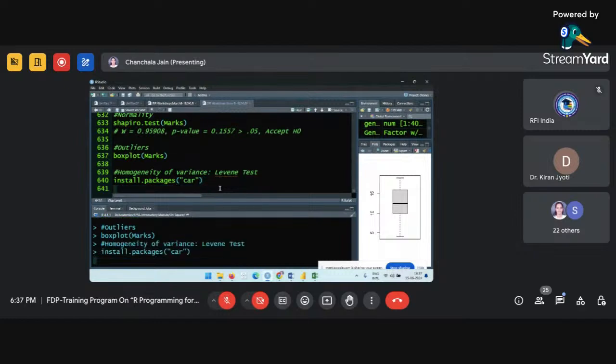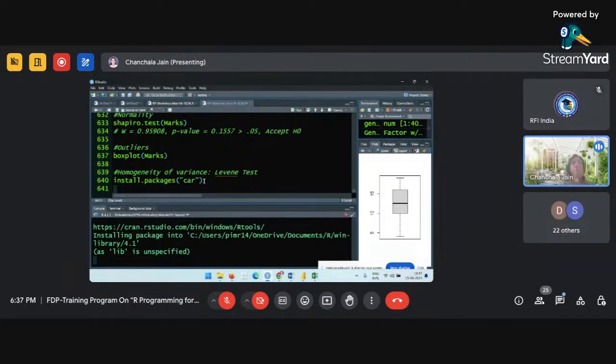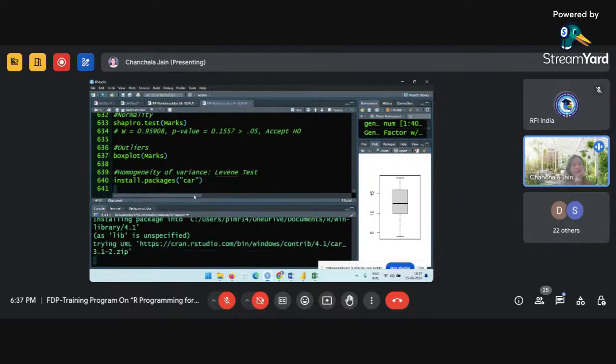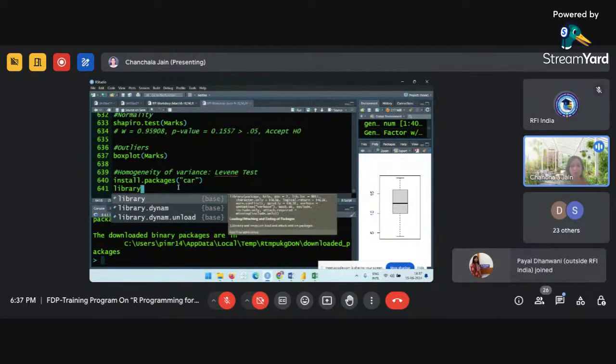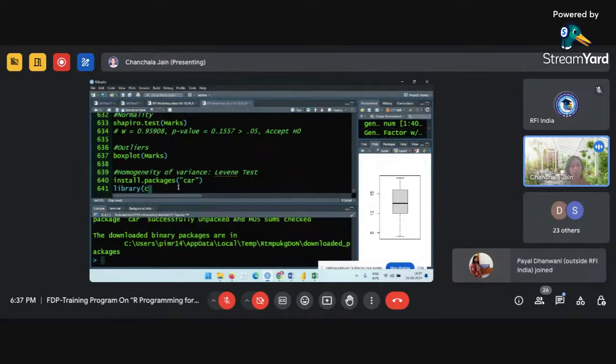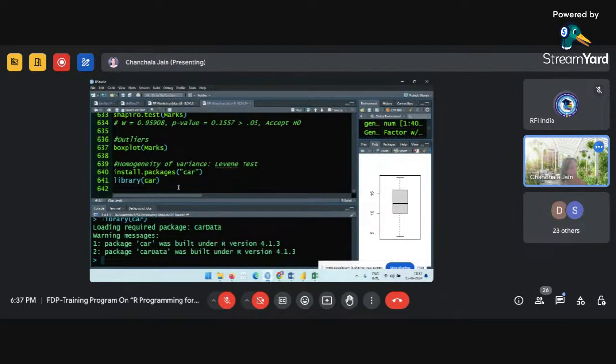Now you can press Control Enter. Oh, I forgot. I think it is already installed in mine, but it's still okay. It is updated. Now, after that, you need to go to the library and you need to write the name of the package, that is car. Done. So this way you have called this function.